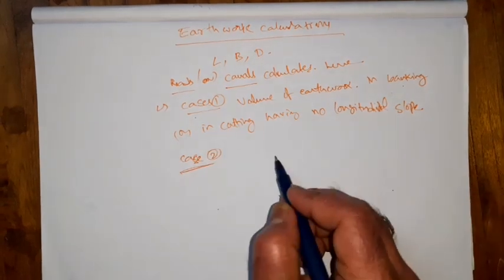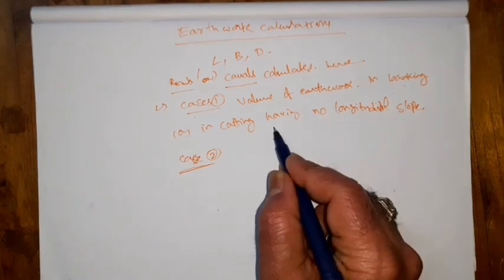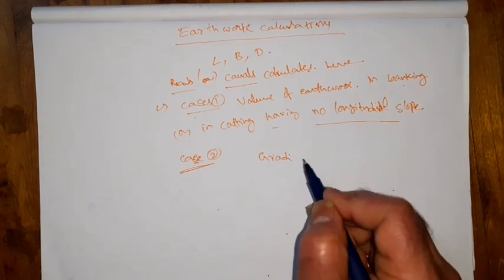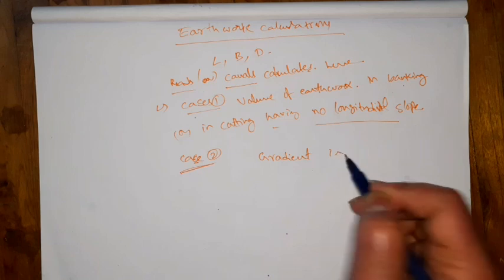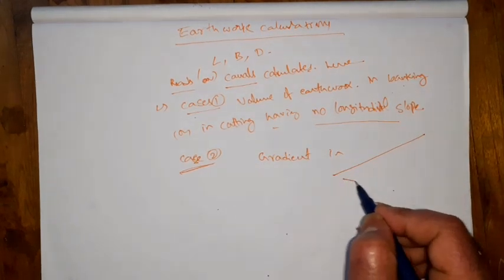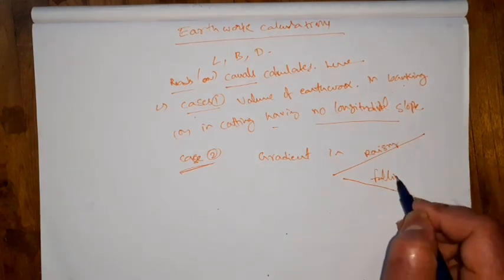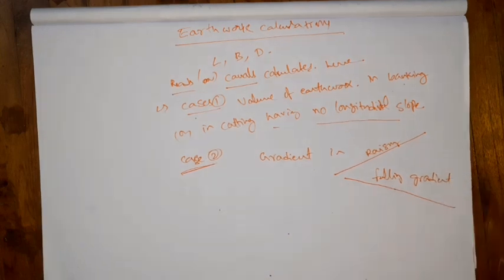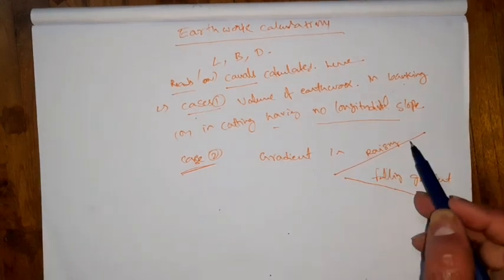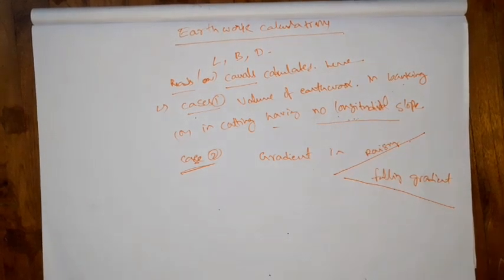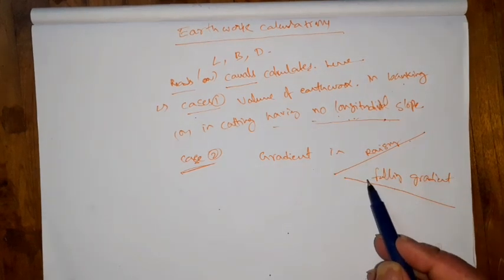coming to case 2, there is a longitudinal slope, meaning some gradient, either rising or falling. There is a possibility of both a rising gradient and a falling gradient along the longitudinal slope. So two cases are available: one is without slope and another one is with slope.